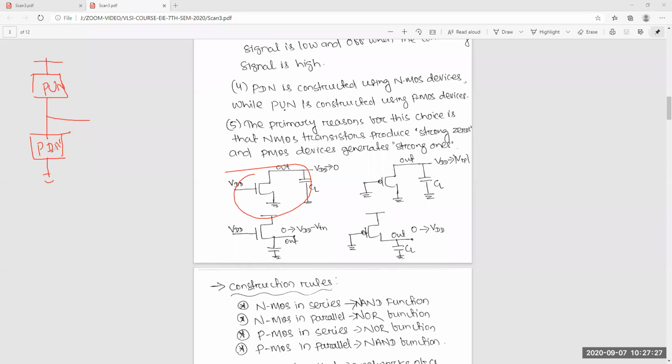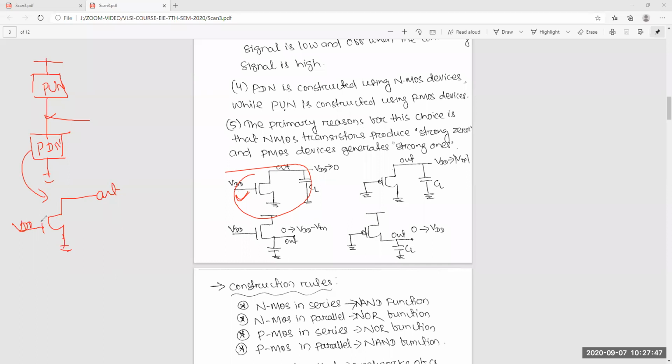So when we use NMOS in the PDN, you can see this first figure. This part is your output, and you are giving VDD here and this is your ground. So this is your PDN.